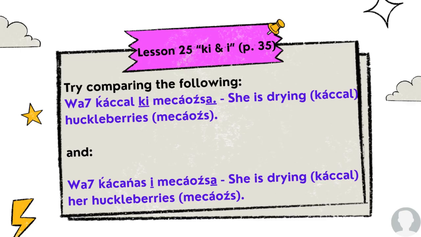And if we want to demonstrate that she's got a bucket of huckleberries on the counter, those are the huckleberries she's going to dry, we will use E because we know the amount. We can see how many are going to be dried. So wa kahanash I makolsha. She is drying her huckleberries. So hopefully that helps distinguish between when to use ki for multiple objects and when to use E for multiple objects.